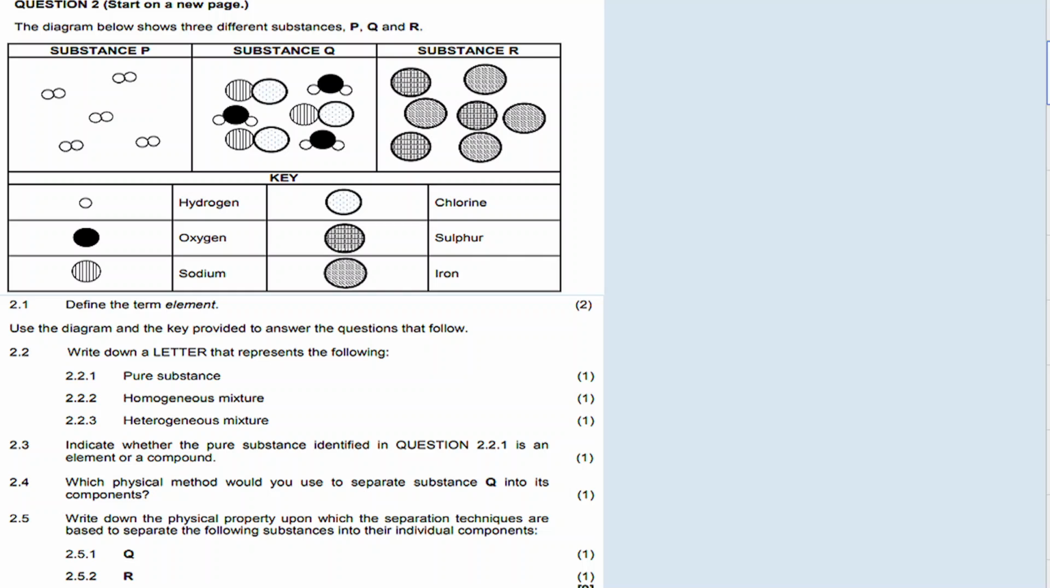Now 2.1, define the term element. Well, an element is a type of pure substance, and we know that it only contains one type of atom. Hydrogen is an example of an element. Oxygen is an example of an element. Sodium is an example of an element. Basically, every chemical you find on the periodic table is an example of an element. So an element is a pure substance consisting of one type of atom.